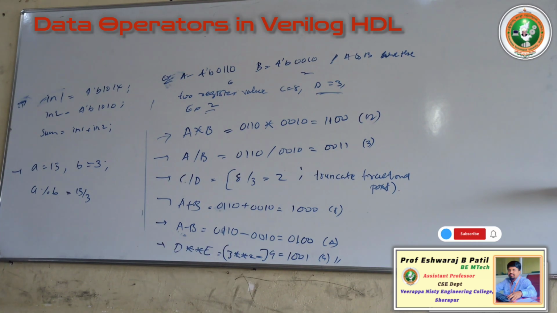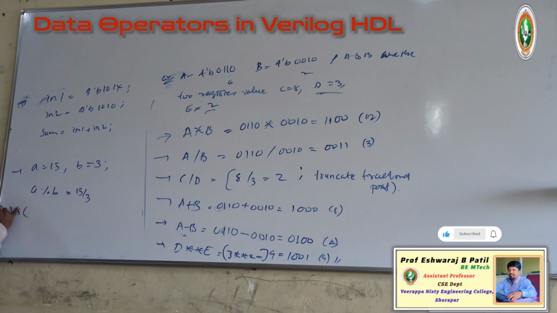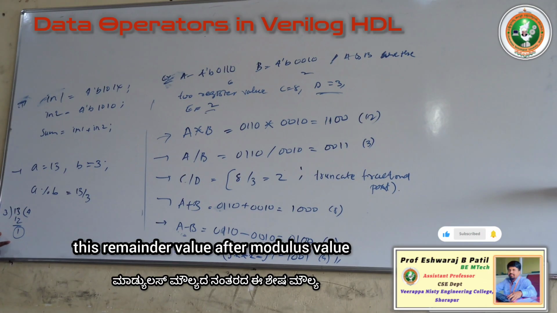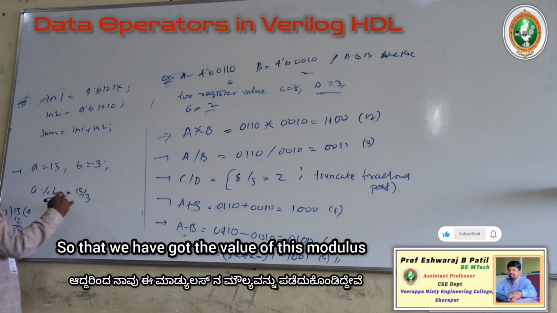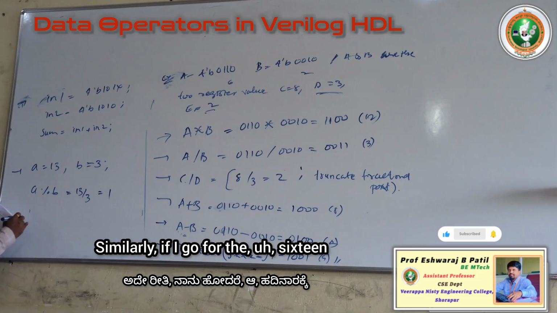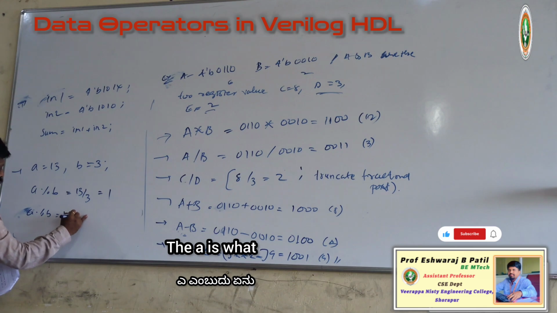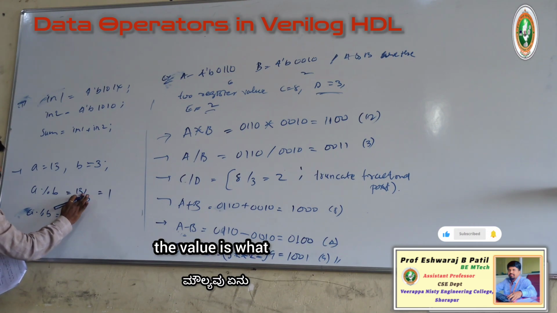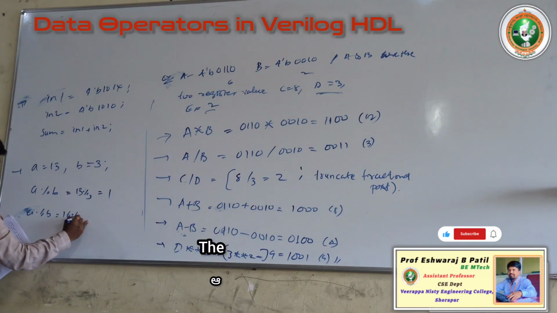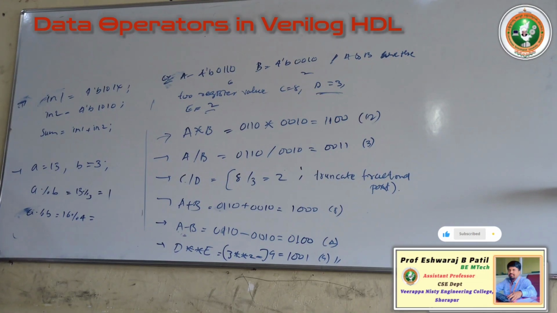What is the value equivalent for the modulus value? Whatever we get here, 13, 3 4s are 12. Okay, 1. Whatever remainder we get, that we have to call the modulus value. So the value of this modulus is 1. Similarly, we will go for the 16. Okay, sorry. A modulus of b, where a is 16 and b is also 4. What is the modulus of these two? 0. Yes, you are right.